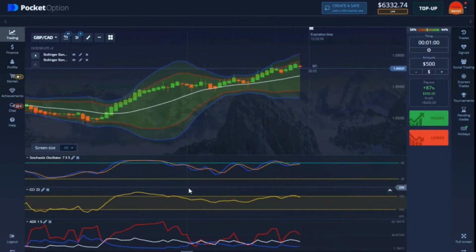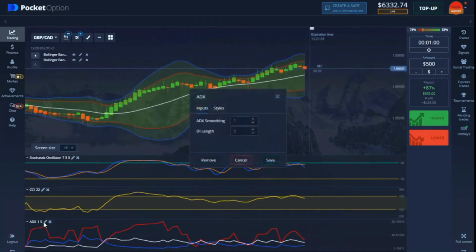The last indicator here is ADX with an ADX smoothing period of 1. The ADX length is 5. Over here I set all the lines as well, and I change the colors. The ADX color here is red. The plus DI is white, while the minus DI is blue. So that's pretty much all I do. When you're done, you hit save.